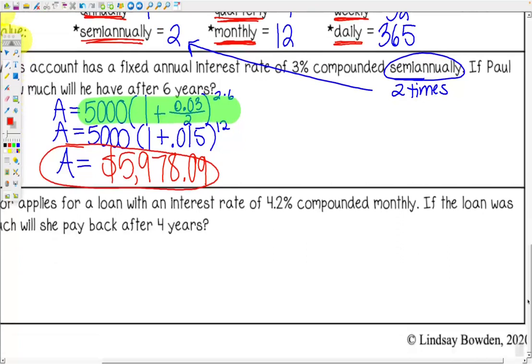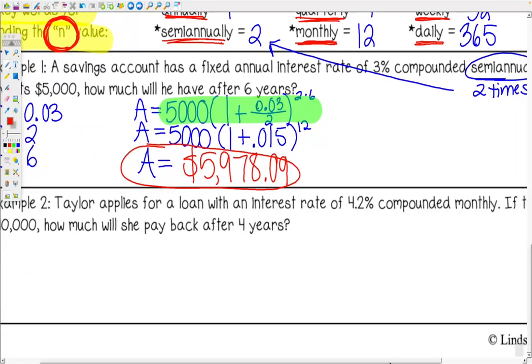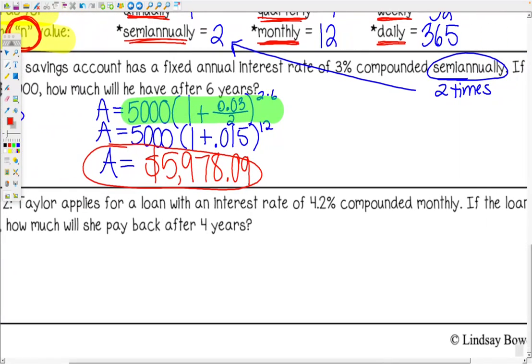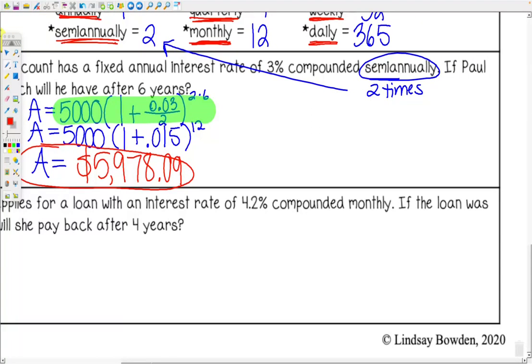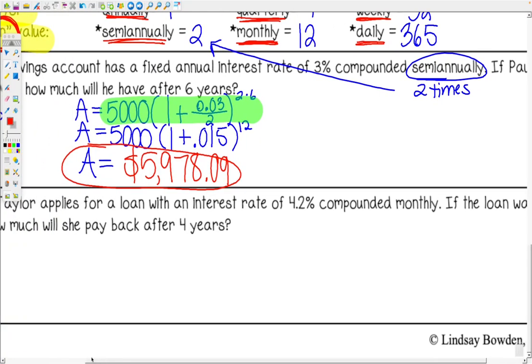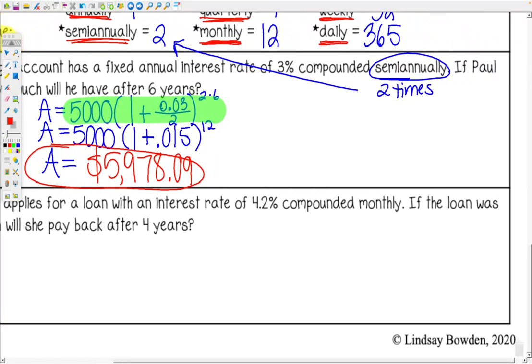So this time I got a loan. You really don't want to get a loan that has compounded interest, but it happens many times. Applying for a loan with an interest rate of 4.2% compounded monthly. The loan was $10,000. How much will we pay back after 4 years? We got lots of details we need to find, so I'm going to make this a little more clear this time. I kind of skipped steps before.